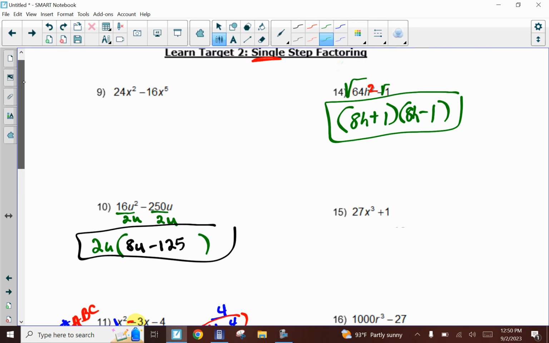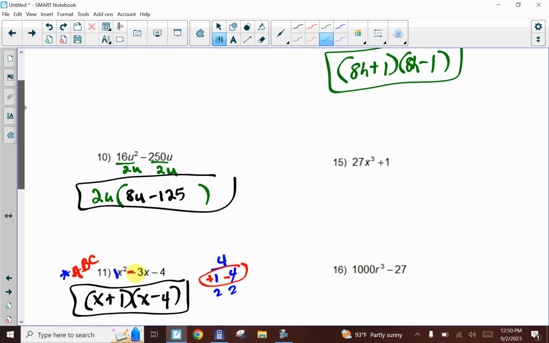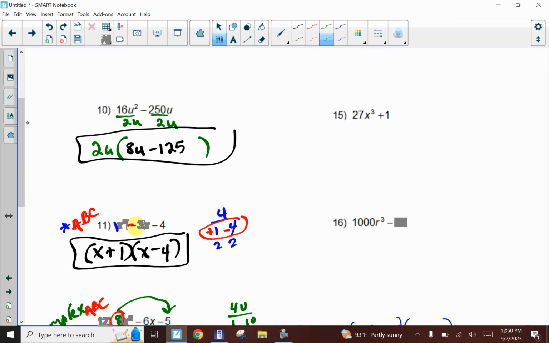Okay, let's see. We got a couple more. Now these last ones. So let's do 15 and 16 first. I notice these last ones, they have 3s on them. So chances are this is the cube root.